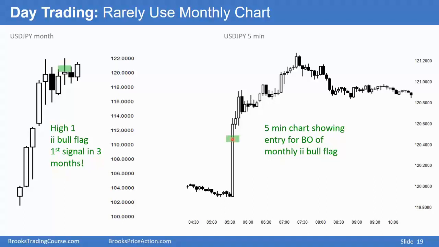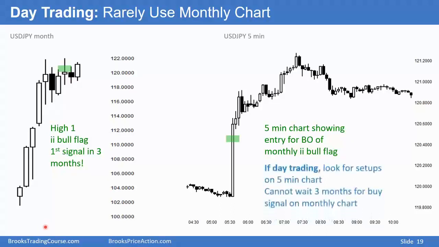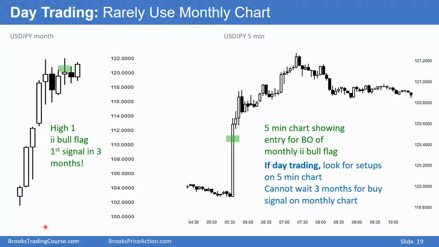This is the 5-minute chart, and this price corresponds exactly to that price. This is the entry for the breakout on the monthly chart above the II. If you're day trading, you look for setups on the 5-minute chart. You cannot wait 3 months for a buy signal on the monthly chart. So if you're trading on the 5-minute chart, ignore the monthly chart. Just trade the 5-minute chart. On the other hand, if you're trading the monthly chart, ignore the 5-minute chart and just place your trades based upon what's going on with the monthly chart.